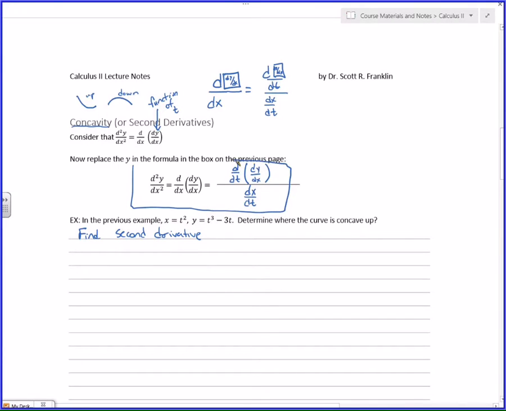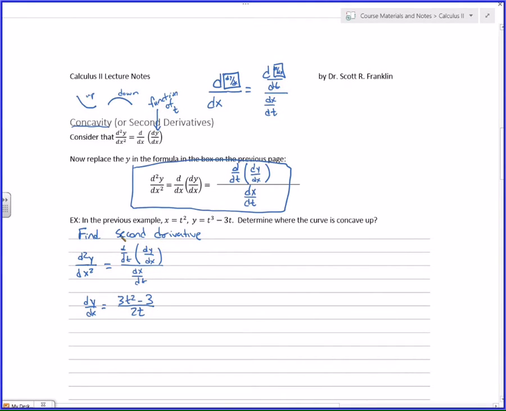So I'm going to use this formula right here. The second derivative with respect to x of y is the derivative with respect to t of dy/dx over the derivative of x with respect to t. So first of all, remember, what's dy/dx? On the previous example, it was 3t squared minus 3 over 2t.